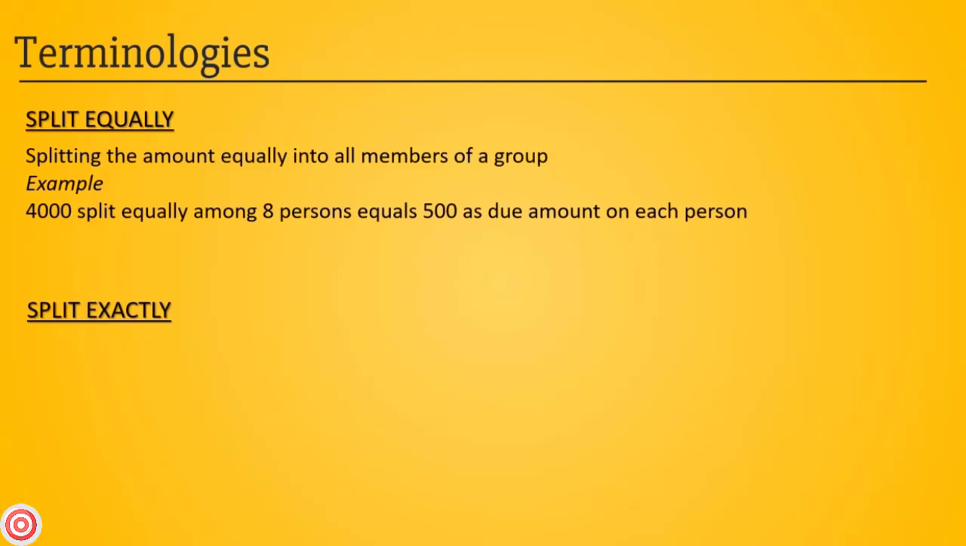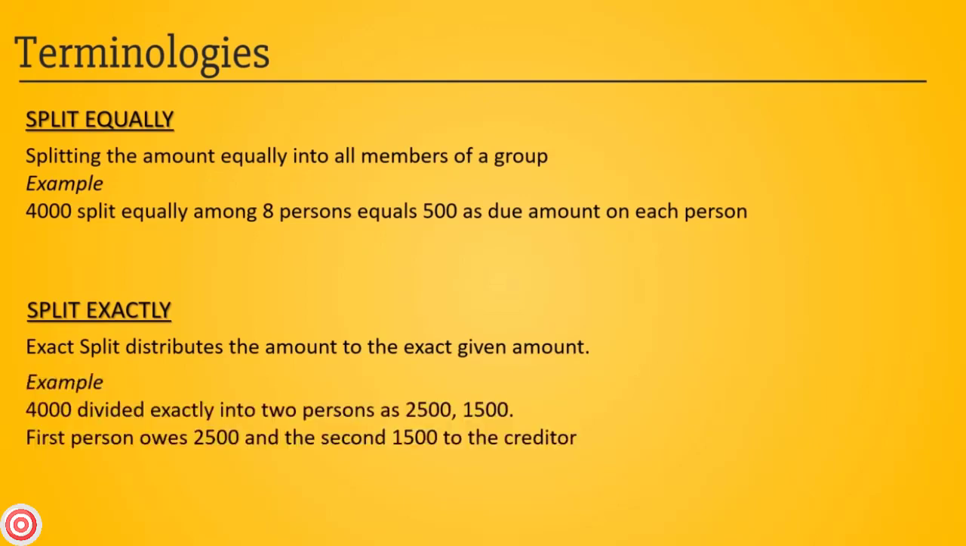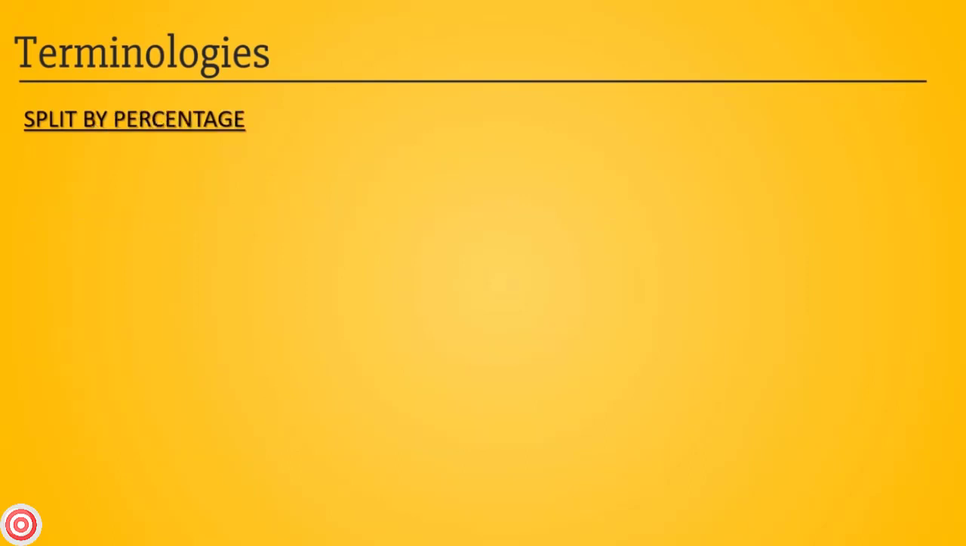Then we have split exactly. This is used when a split is made between two or more other persons and you know the exact amount each of them should owe. In the example given, 4,000 is split exactly as 2,500 and 1,500 between two persons.